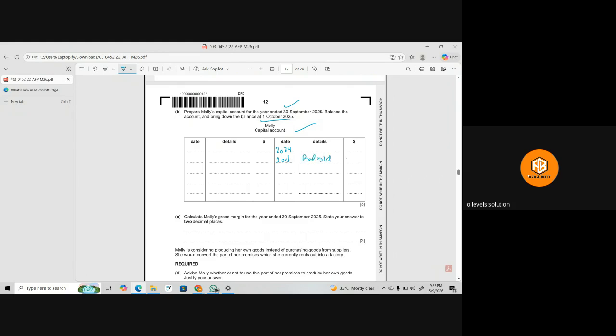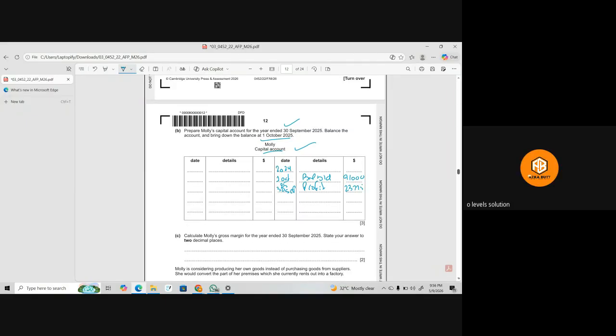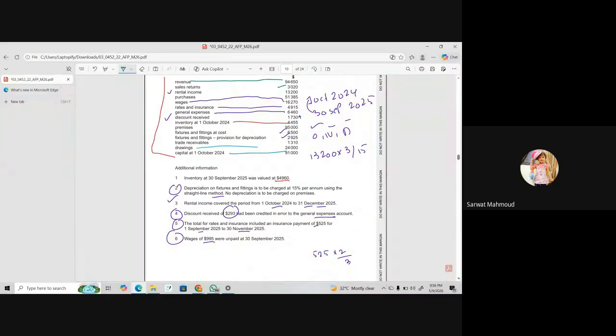is 91,000. Okay, so what are the things which will increase or decrease capital? So the profit will increase capital. So we just receive profit, that is this. And because of the drawings, the capital will decrease. So if you just go up, here we have the drawings as well.